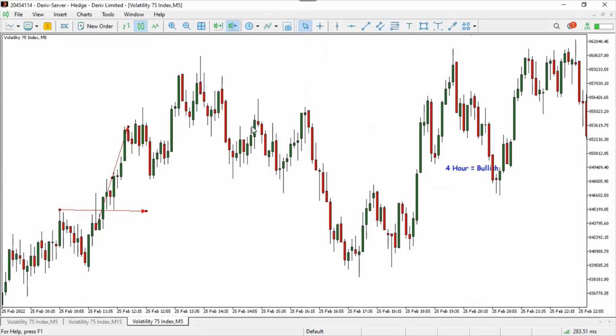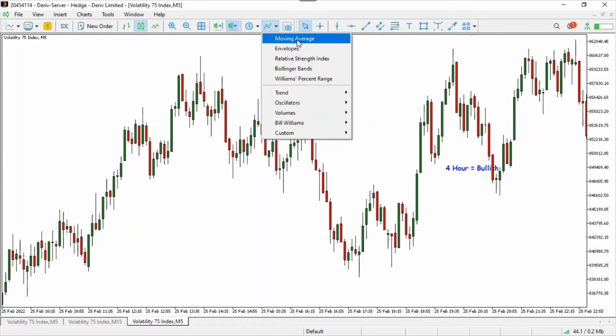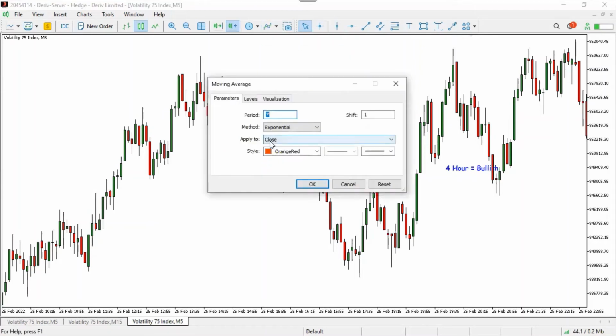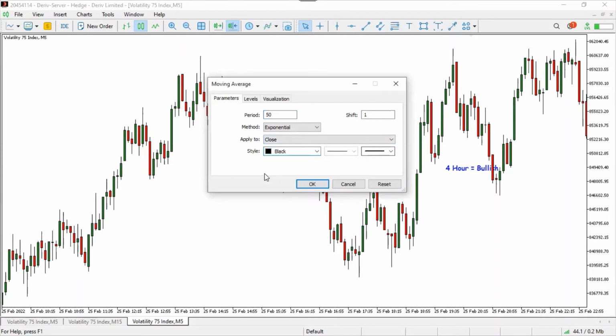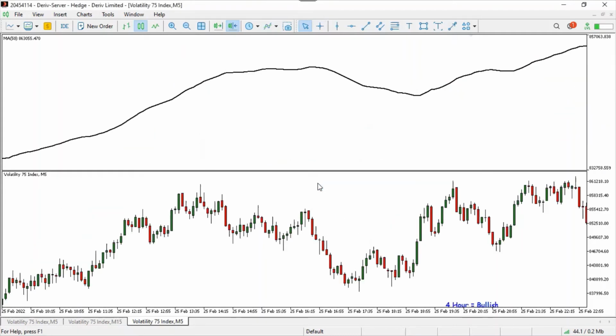Then we go to the next one, which is exponential moving average 21 and 50. Let me quickly install exponential moving average 50. You go to your indicator, you go to moving average, you put 50. Then I normally use black for my 50. Then I put it here. Oh, what happened?